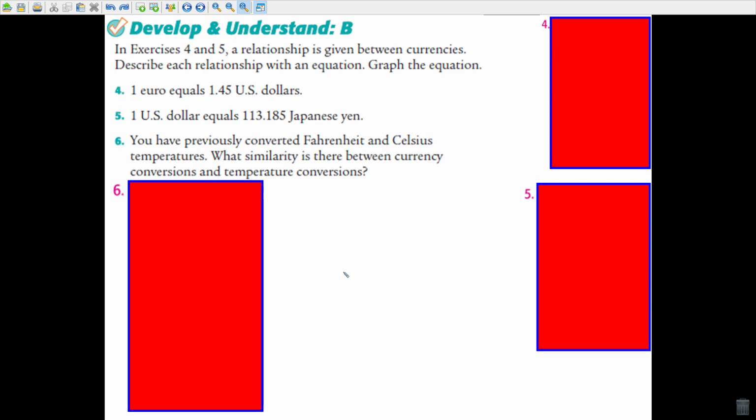You have previously converted Fahrenheit and Celsius temperatures. What similarity is there between currency conversions and temperature conversions? Last one. Share and summarize. Discuss with a partner why it is important to know the current daily currency exchange rate when you are traveling abroad. How could you use the daily rates if you are traveling in another country?